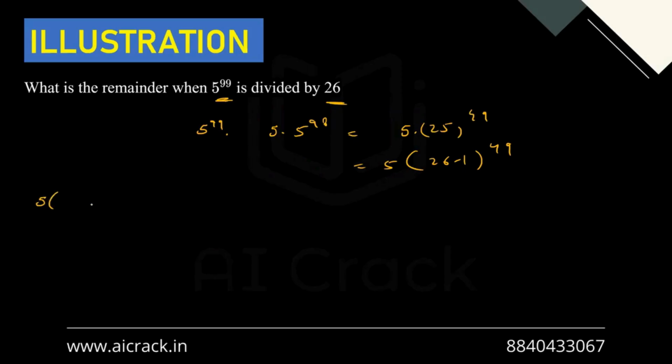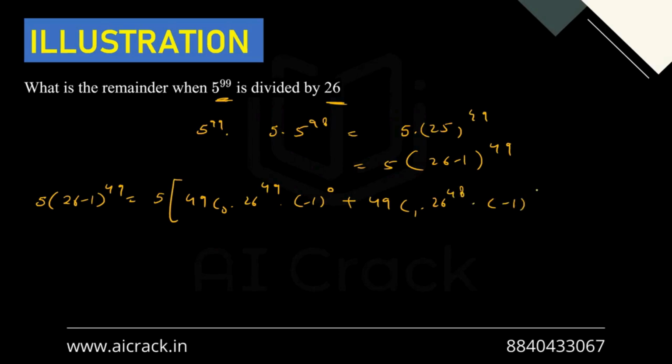So 5 times (26 − 1) raised to the power 49 equals 5 times [49C0 · 26^49 · (−1)^0 + 49C1 · 26^48 · (−1)^1 till 49C49 · 26^0 · (−1)^49]. Okay, so this is the expansion.